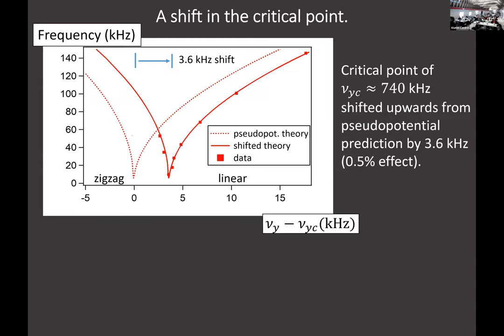Okay, so the sharp transition, actually, let me show you an example of some things we can see. We can see a shift in the critical point. It's always interesting to see shifts in critical point. It's a little peculiar, however, so we see an upshift of 0.5%. So it's really this very stable trap potential and the cooling that allows us to see this for the first time. So it's about a 0.5% effect that's an upshift.